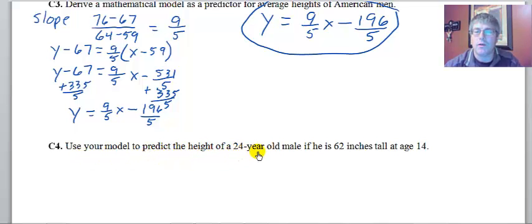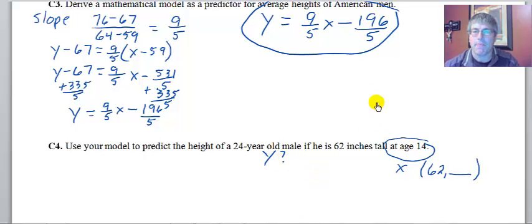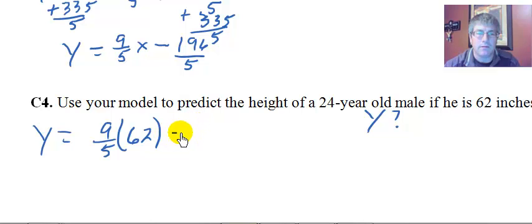Predict the height of a 24-year-old male if he is 62 inches tall at age 14. Well, remember our height at age 14 was our x. So we've got the ordered pair here, 62, something. We want to find out the y. So using our model from above, y equals 9/5 x. So that'd be 9/5 times 62 minus 196/5.